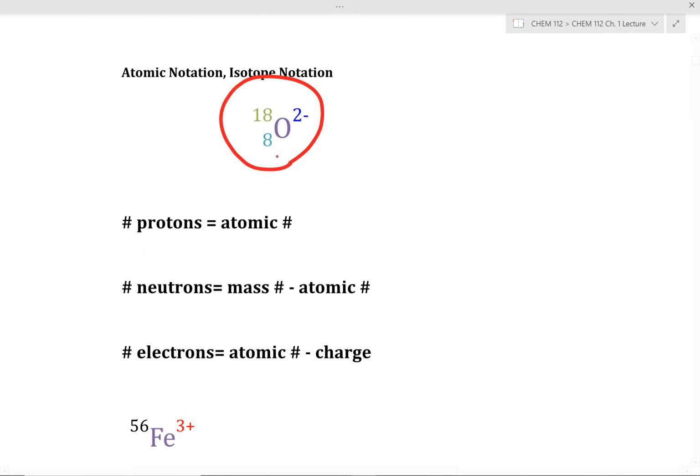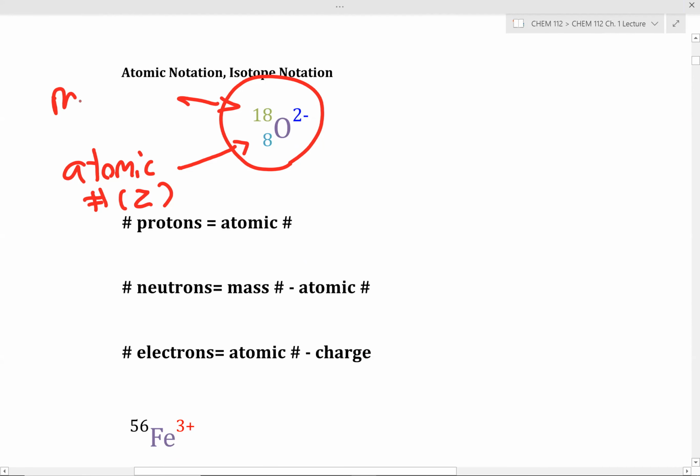And first and foremost, the number in the bottom left-hand corner is our atomic number. So this is our atomic number, otherwise known as Z. As we've discussed previously, the number of protons is equal to the atomic number. Now, the number in the upper left-hand corner is our mass number. And the mass number represents the number of protons and the number of neutrons. Finally, in the upper right-hand corner, we have the charge.